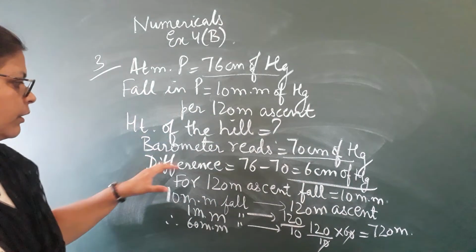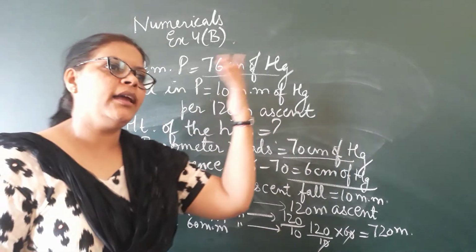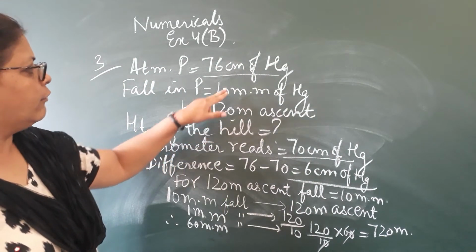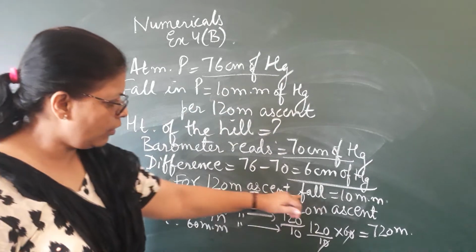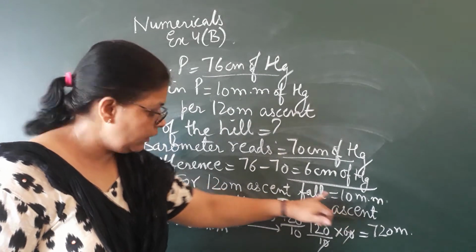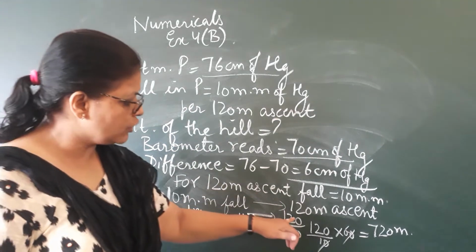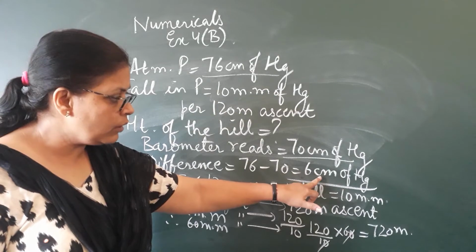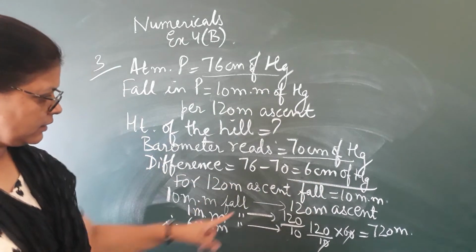Now what do you do? We have to find out how high the person has reached. For 120 meters height, the fall is 10 mm, that has been given already. So for 120 meters, it is a 10 mm fall in mercury. For 1, it would be how much? 120 upon 10. And for 6, now I have to convert this because this is mm and this is centimeters.